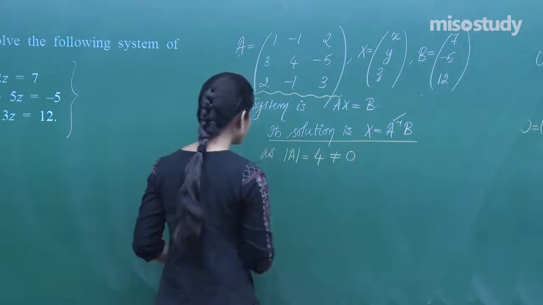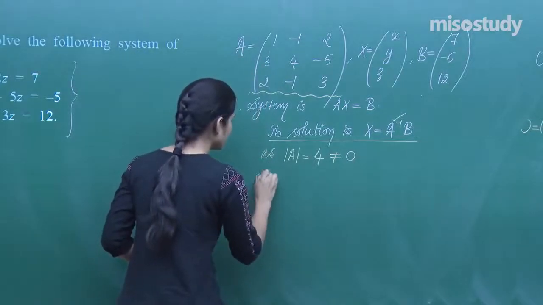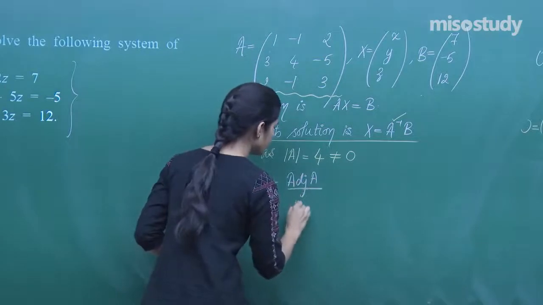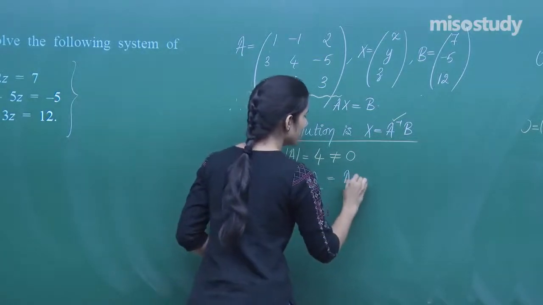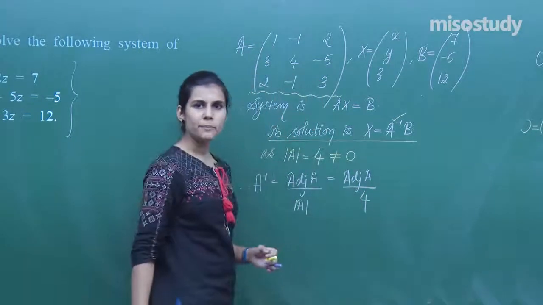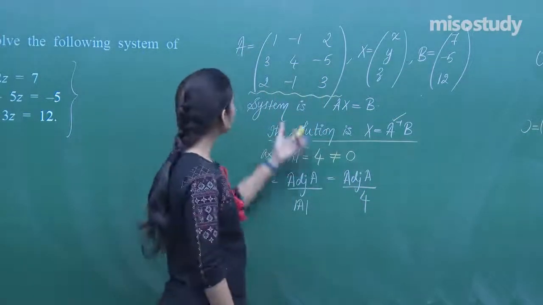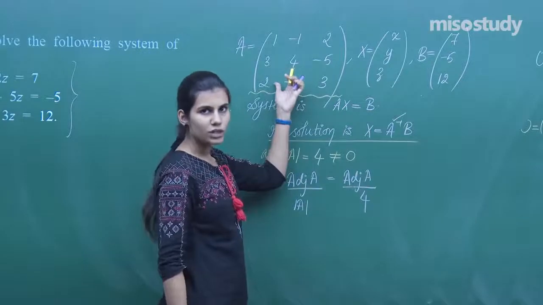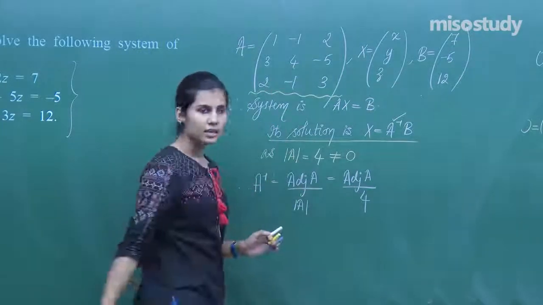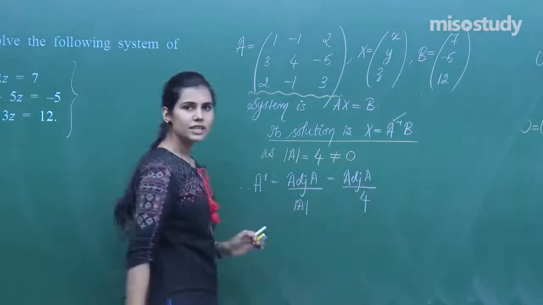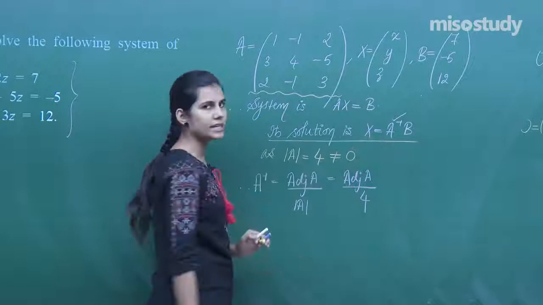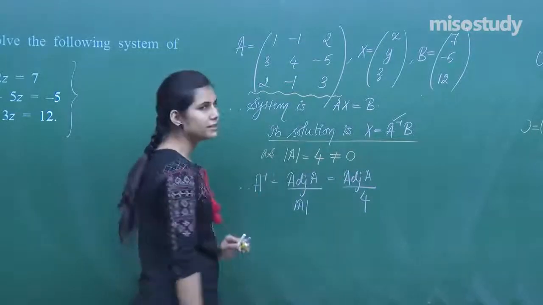I need to compute A inverse. A inverse is the adjoint of A upon the determinant of A, that is, adjoint of A upon 4. We just now computed the adjoint of A. What is it equal to? It was equal to the transpose of all the cofactors of A. Quickly, with the help of this A, try to compute the transpose of all the cofactors of A, then compute A inverse, and then compute X, and then come back and complete this particular question.